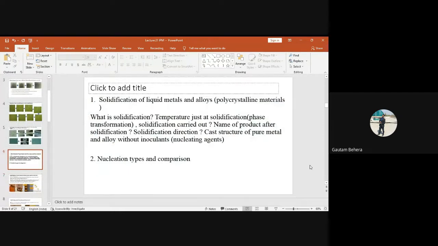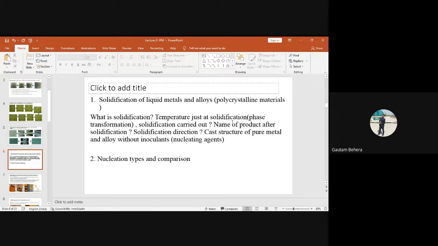now we'll talk about solidification of liquid metals and alloy in polycrystalline materials. Already I have told about what is solidification. Now the question is temperature just at solidification. So when solidification is happening, that means liquid is starting to convert into solid. What is happening to the temperature?